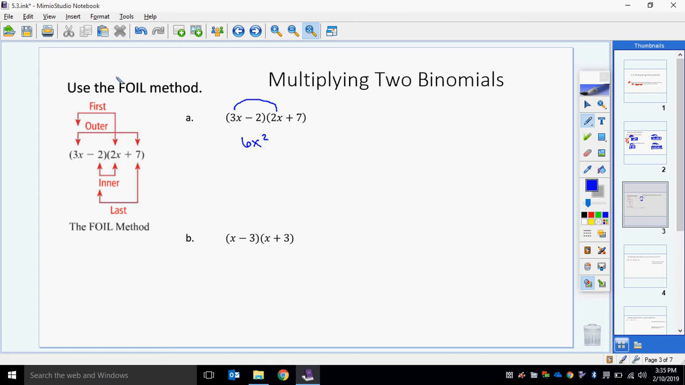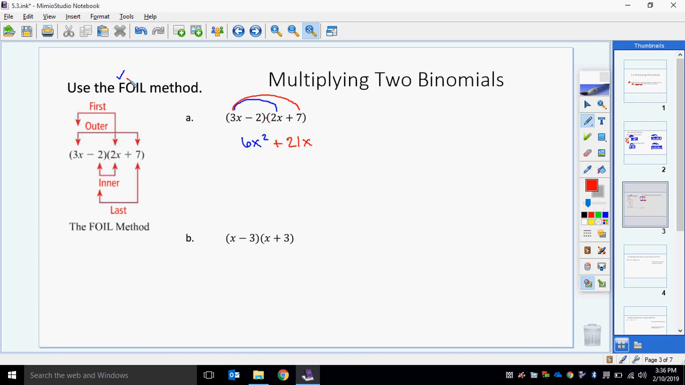Then you go ahead and do the outer. So the two outside terms on the very outside are the 3x and the 7. The 3x times 7, remember we're multiplying, that's why these parentheses are hugging. There's a multiplication symbol in there. So I'd get 21x.